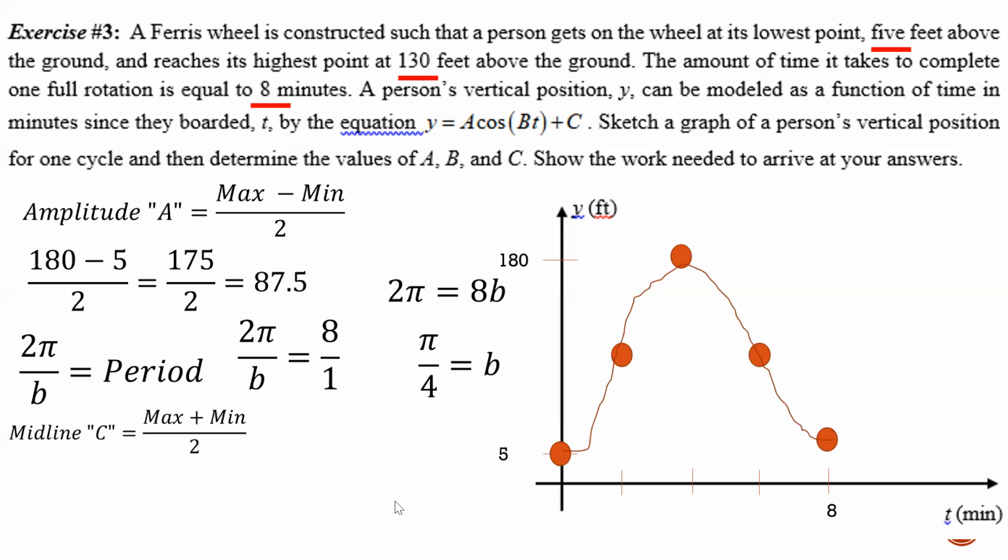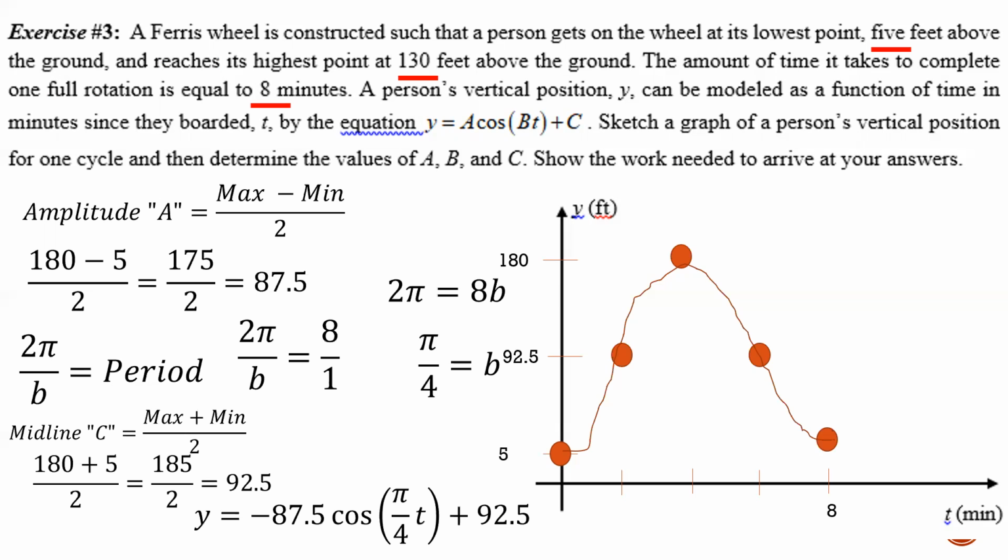Okay, our midline is our max plus our min divided by 2. So we'd end up with 5 plus 180, we'd get 185 divided by 2, so you get 92.5. So our equation would be negative 87.5 cosine pi over 4 t plus 92.5. Because again, you're not going to start at the top point, you're going to start at the bottom point, which just means reflected over the x-axis. So it just means you multiply it by a negative.